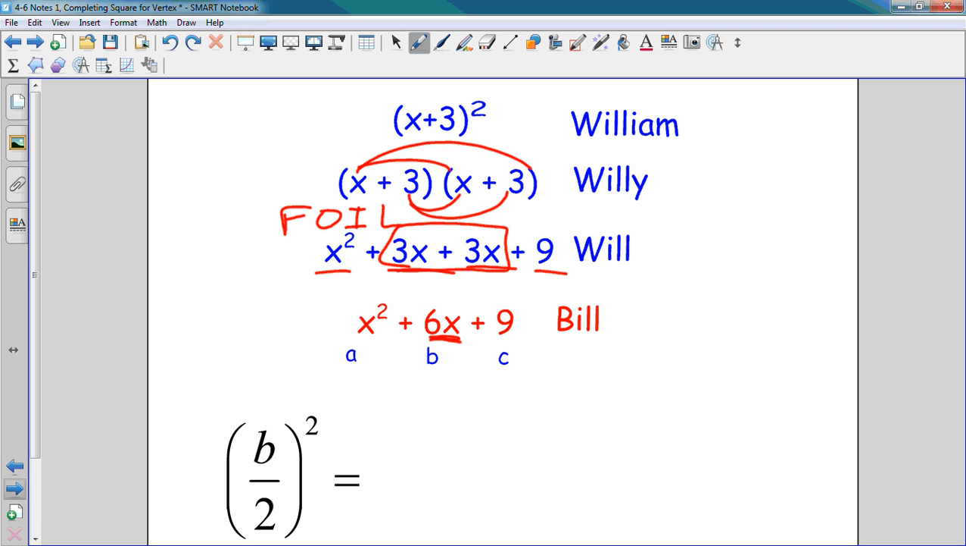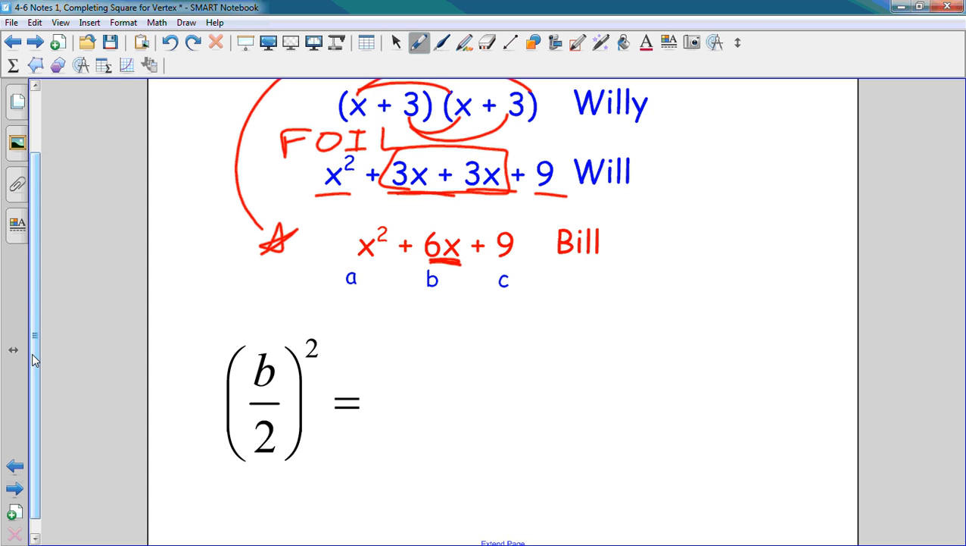Now, when you complete the square, I'm going to teach you how to take Bill and rewrite it as William. Does that make sense? I'm going to give you this, and I'm going to teach you how to write it like this in one or two steps. And that's the equation on the top of that notes part. For example, this one is already written as Bill, and we know how to write it as William, but how did they do that?